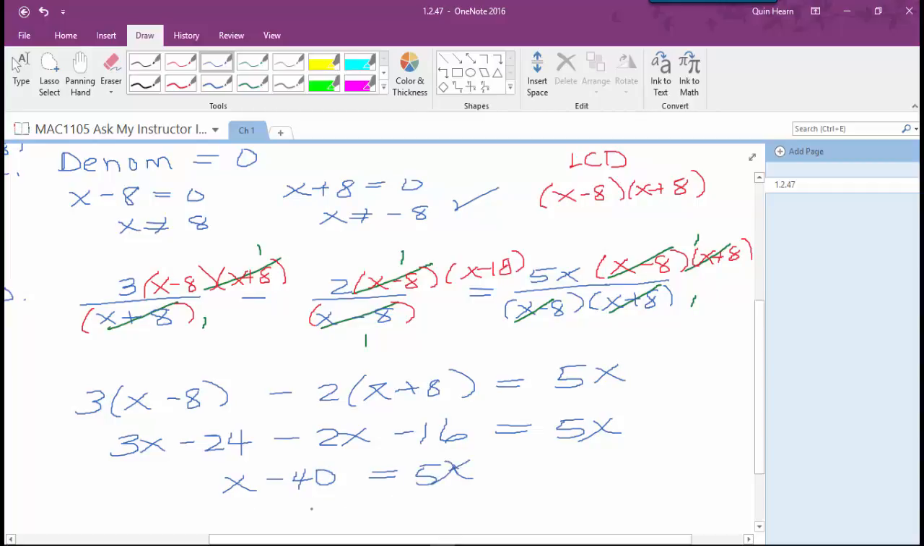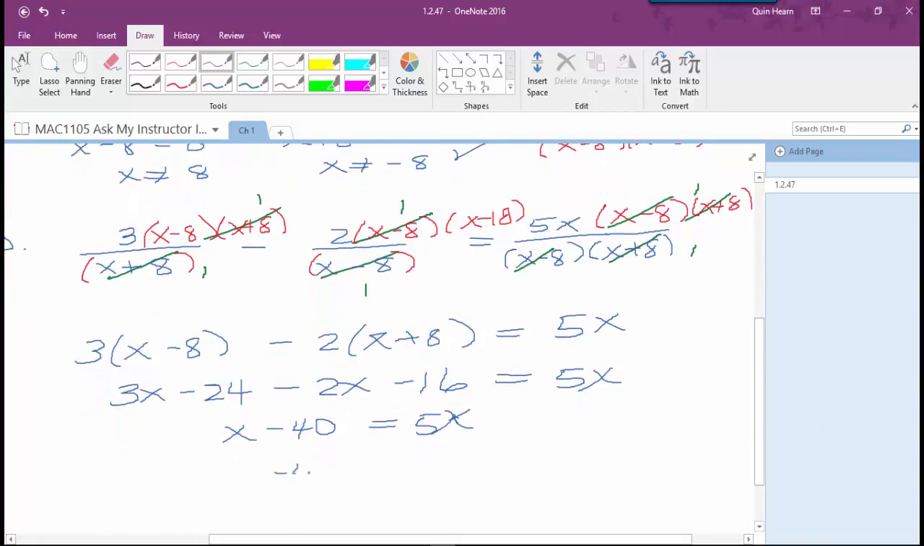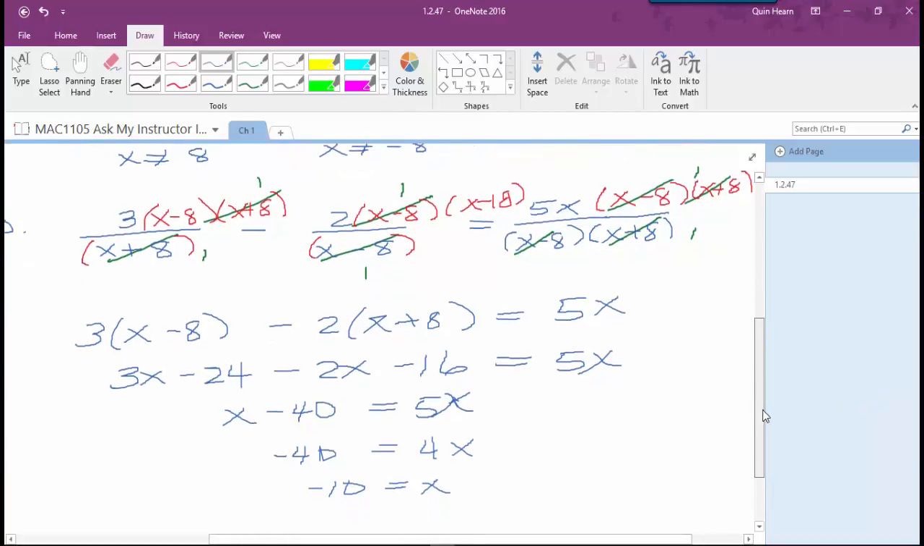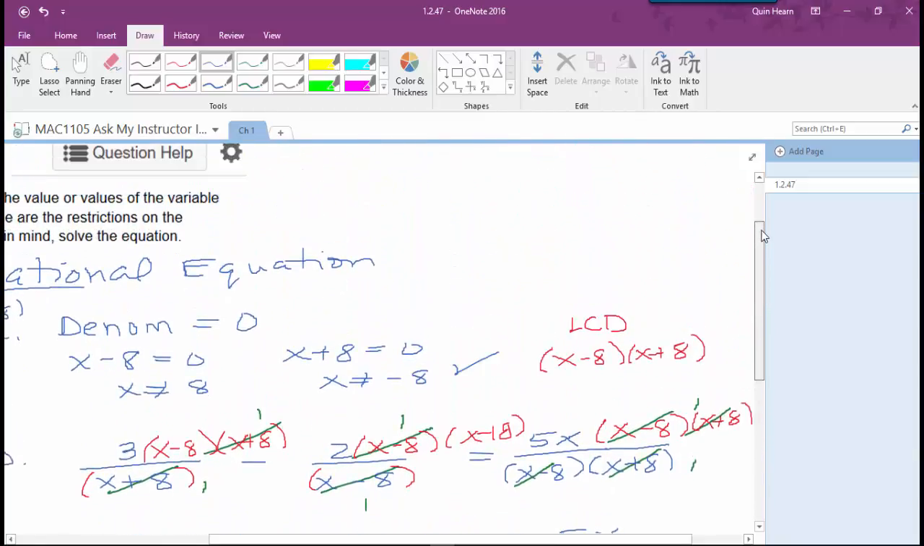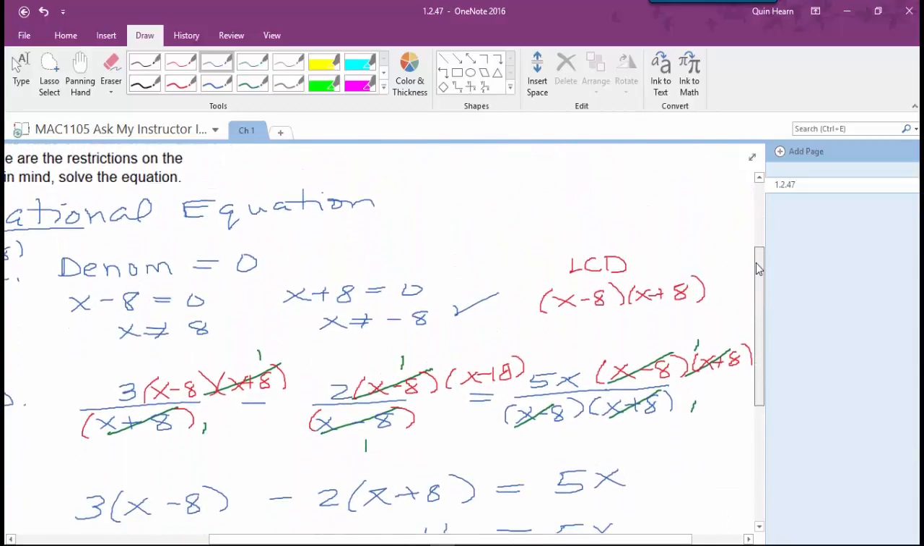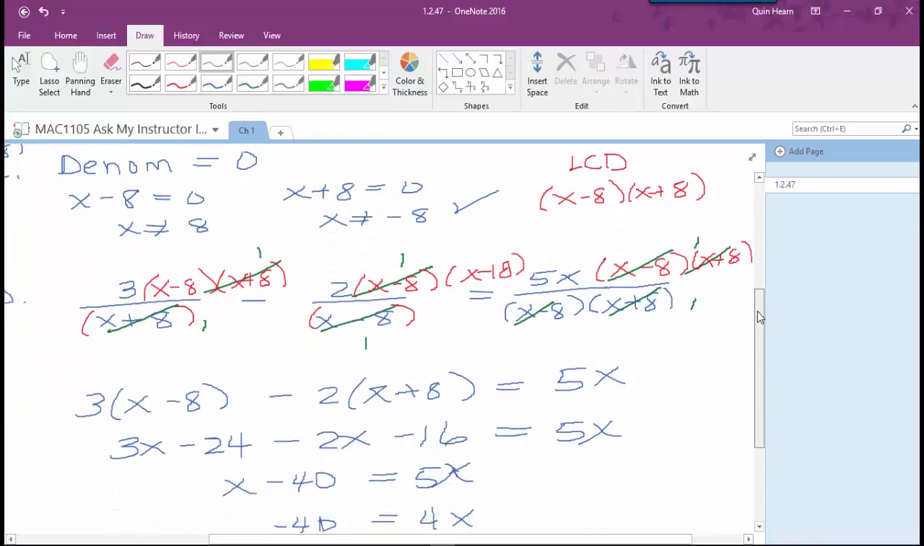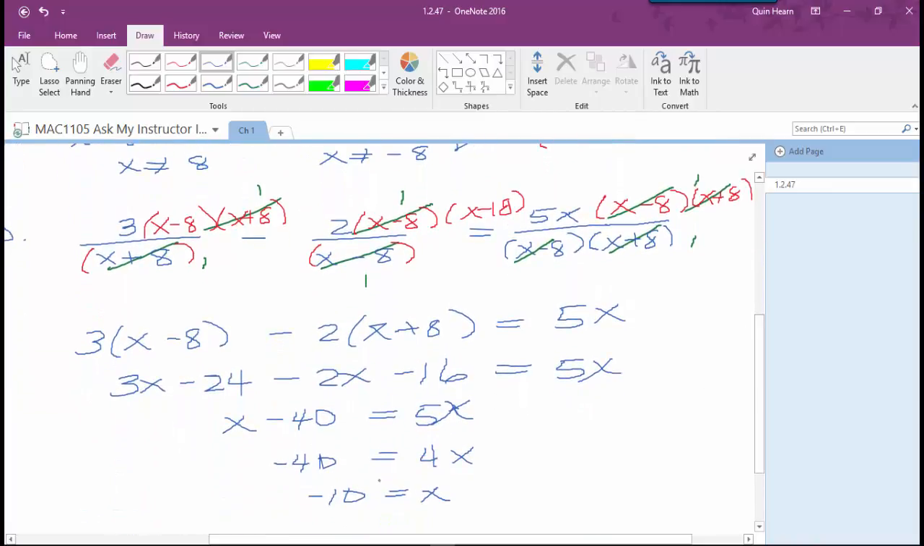We're going to subtract x from both sides. So that gives us negative 40 equals 4x, which means that negative 10, if we divide both sides by 4, negative 10 is equal to x. Now remember, our restricted values can pop up in our proposed solutions, but our restricted values were 8 and negative 8, so we're in good shape. X equals negative 10 should be the solution.